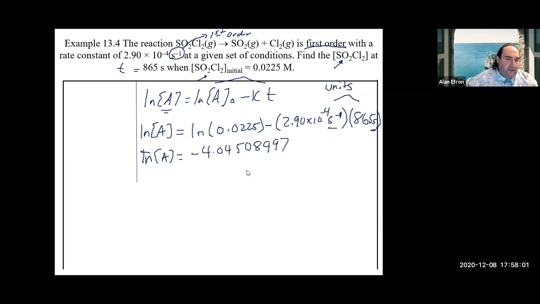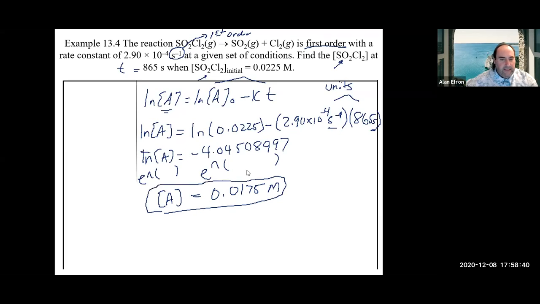To get rid of our natural log on the left-hand side, we basically need to take e to both sides. So you need to take e to that side, and you need to take e to this side here. And when you do that, on the left-hand side it just becomes A. And if we take e to the other side there, that is definitely not the right button. Try that button there. There we go. Looks like we end up with 0.0175. Units here will be molarity since we're looking for a concentration, so we do need the units. First off, any question on that calculation?